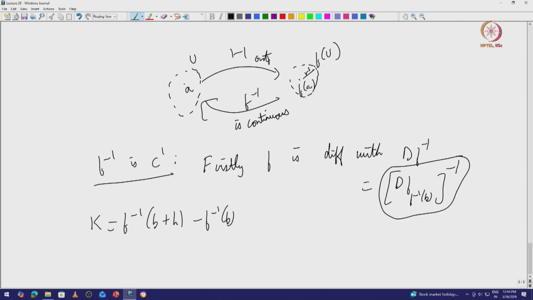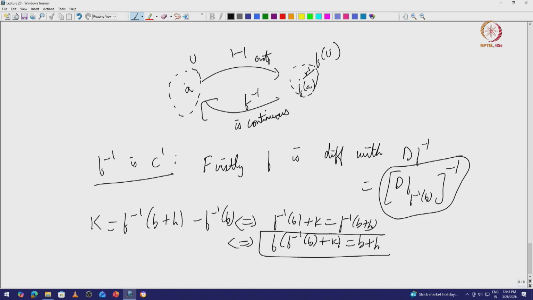Now the point is, this means f inverse of b plus k equals f inverse of b plus h, and because f is 1-to-1, we can apply f on both sides and not lose any information, and get this. Okay? Right, so how does this help? So we would next need to use the mean value theorem and so on and so forth to see how this will help.